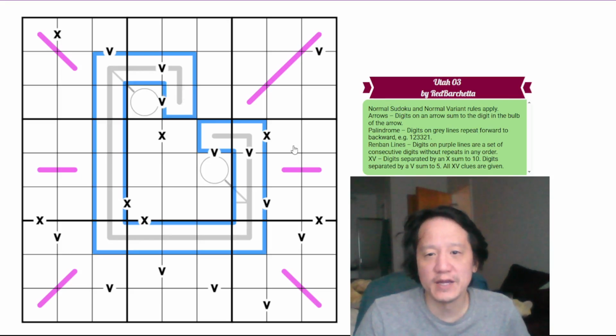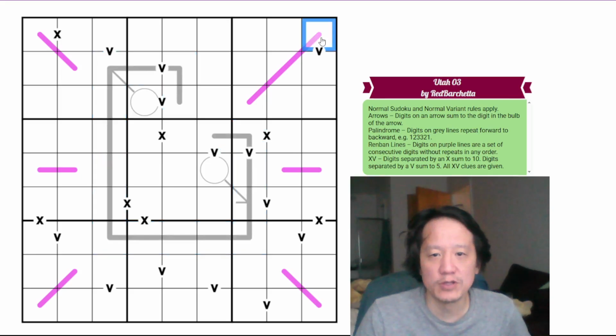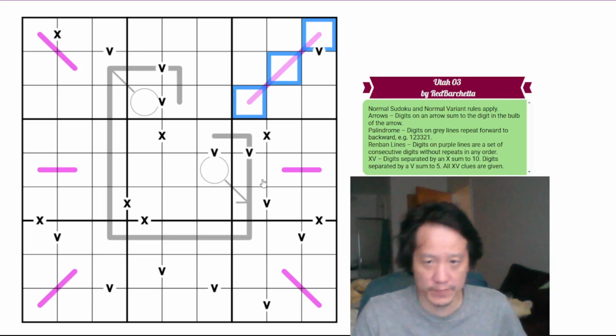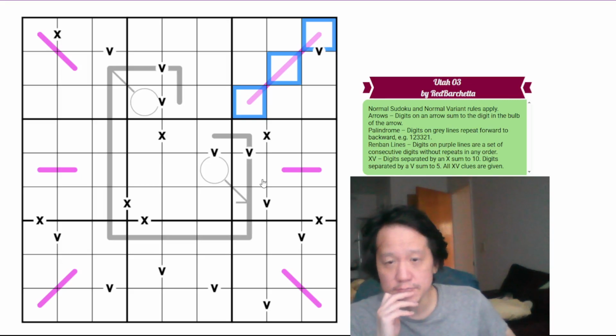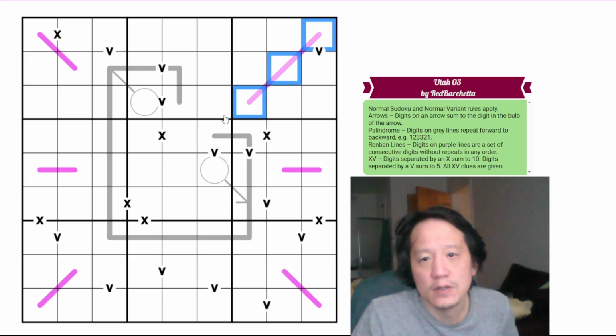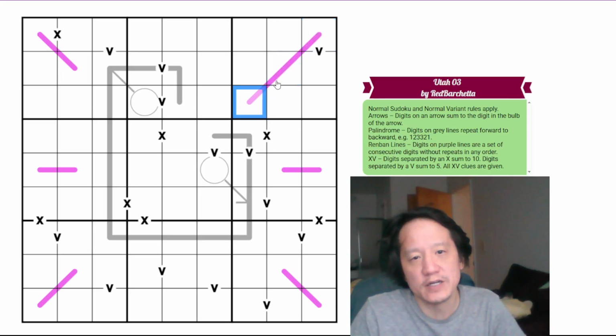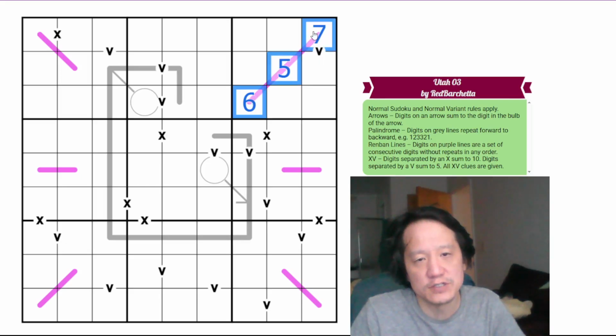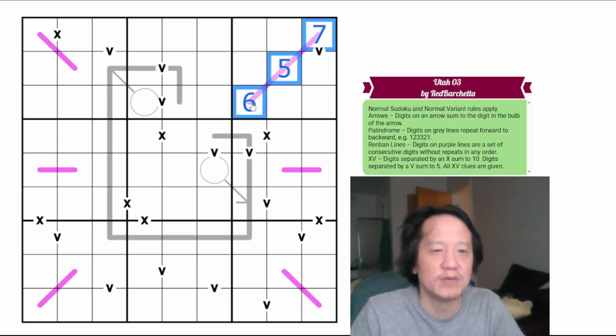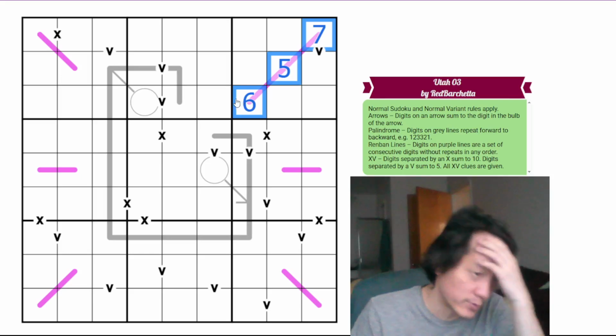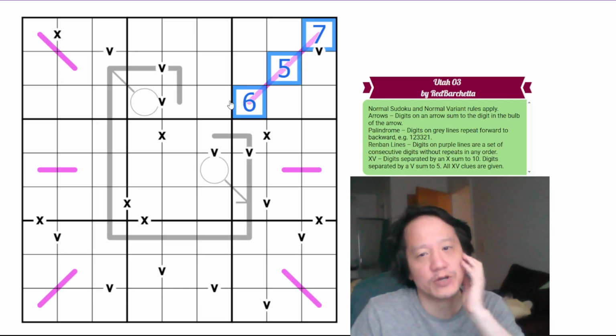We have Renban lines, where digits on purple lines are a set of consecutive digits without repeats in any order. So for example, you could have something like 6, 5, and 7, and that would be valid because these three digits must form a consecutive set. That's probably a better way of putting it.